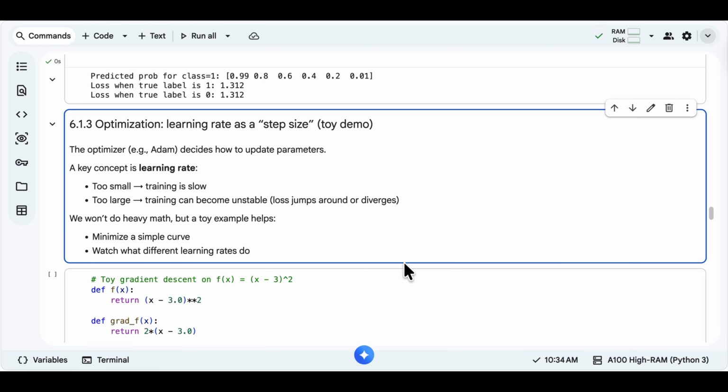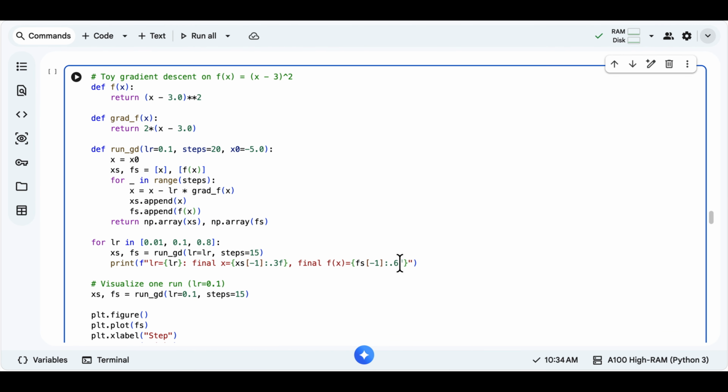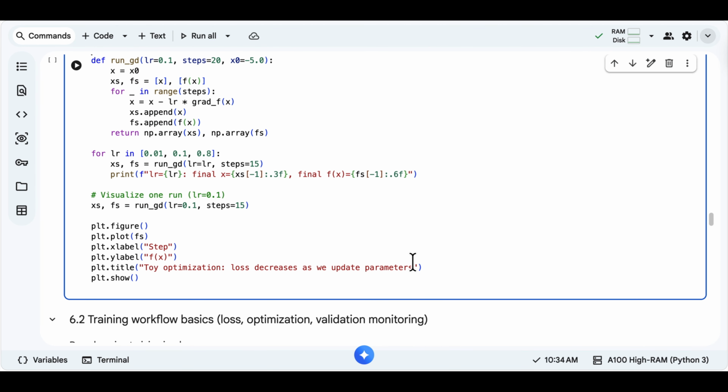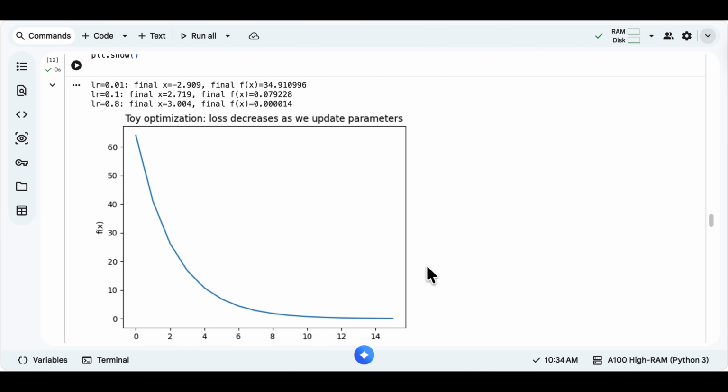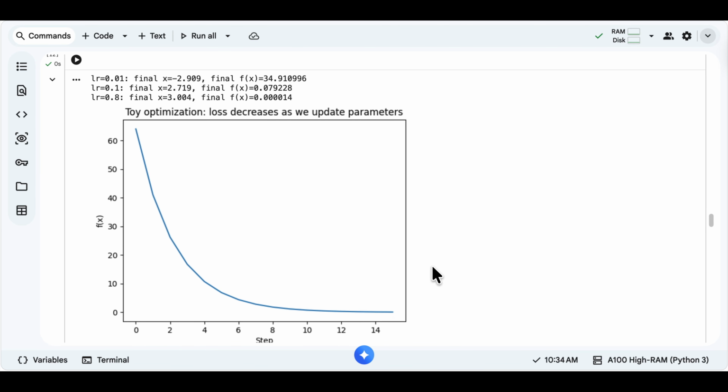If it is too large, the model can overshoot good solutions or become unstable. We use a toy example next because it makes this intuition visible without requiring calculus. The code minimizes a simple quadratic curve and compares several learning rates. With a learning rate of 0.01, progress is too slow, and the final solution is still far from the optimum. With 0.1, optimization gets much closer. In this toy problem, 0.8 gets closest fastest because the curve is smooth and easy.